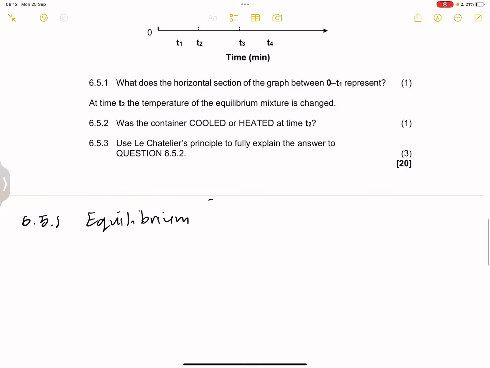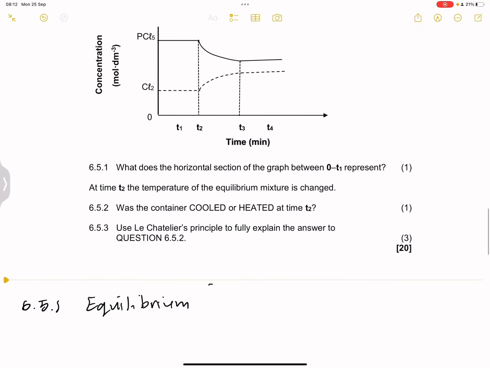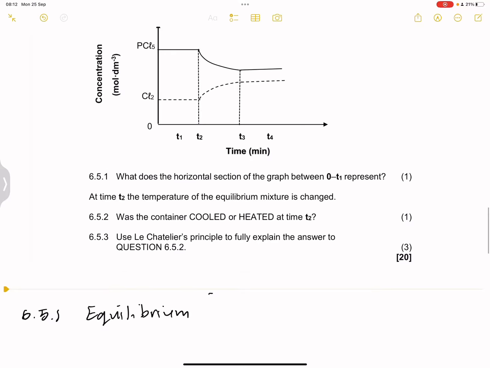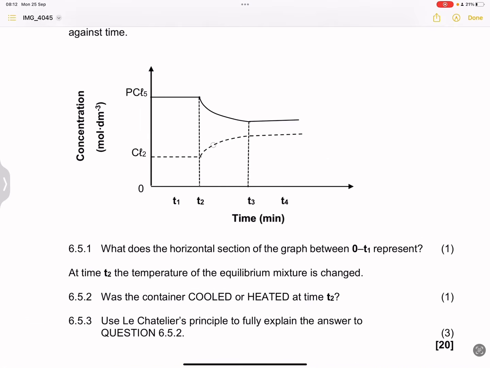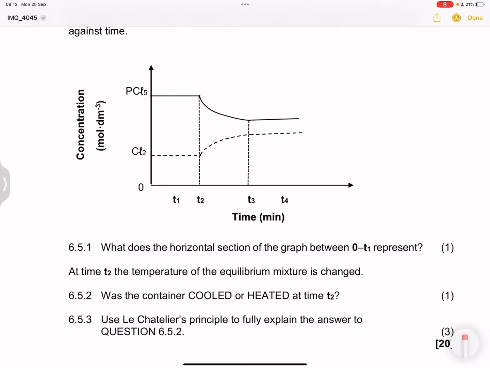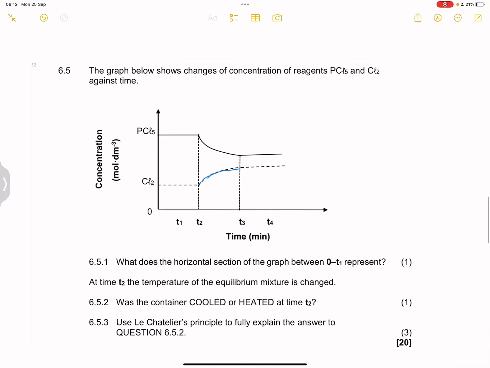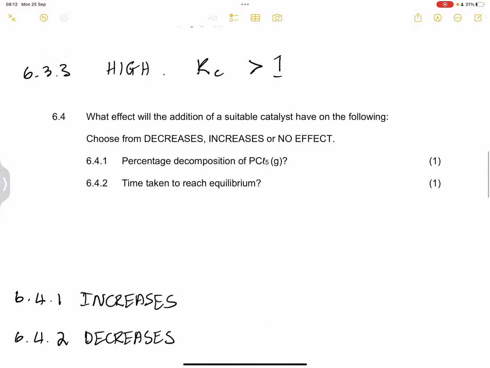Right, so 6.5.2, they say at time T2, the temperature of the reaction of the equilibrium mixture is changed, right? Now they say, was the container cooled or heated at T2? Right, now I want you to please note, what happened is that whatever change in temperature caused the products to increase. Can you see that? Right, so our products definitely show an increase there. So it must mean that whatever happened to temperature must have favored the forward reaction.